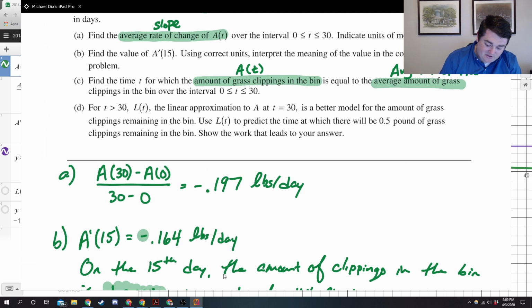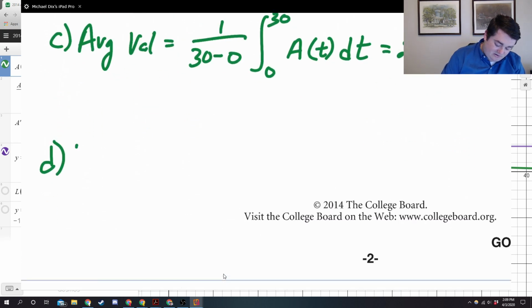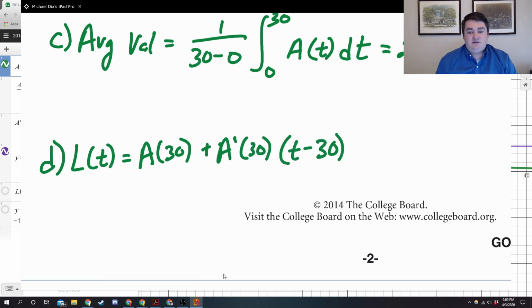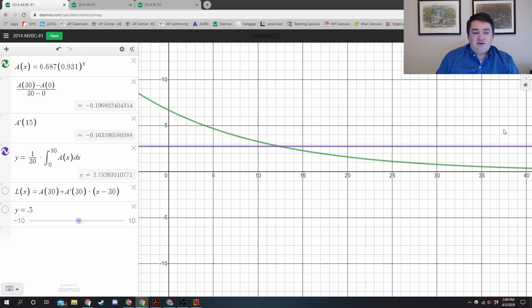And so the main idea that we're working with here is linear approximation. What we're going to do is find the tangent line to A of t at time 30, and use that as our A of t for values of t bigger than 30. So for linear approximation at 30, that's going to be A of 30 plus A prime of 30 times t minus 30. You can calculate these values by hand, but if you're using a calculator, it can also be calculated for you.